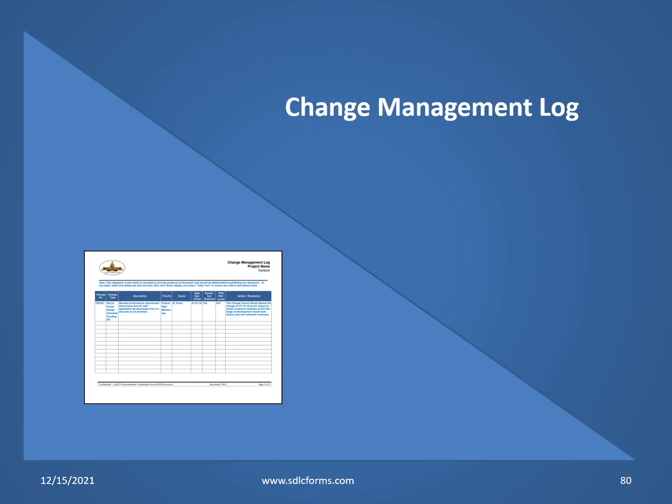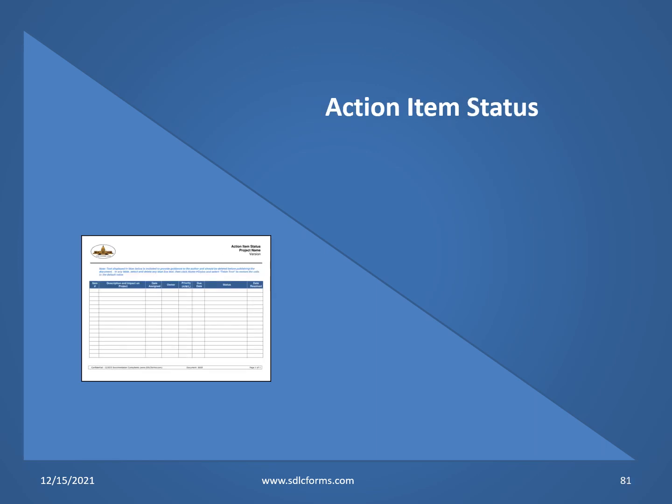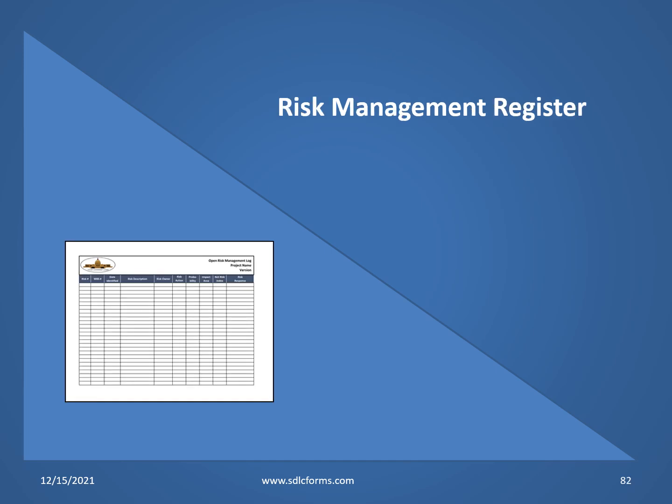This is a very important document used to record changes to the baseline and the action resolution of that change, so you have a record of these activities. This document provides the status of all project action items. The Risk Management Register is a management tool that identifies, assesses, and records recommended actions that management must take to alleviate the risk potential down to acceptable levels.